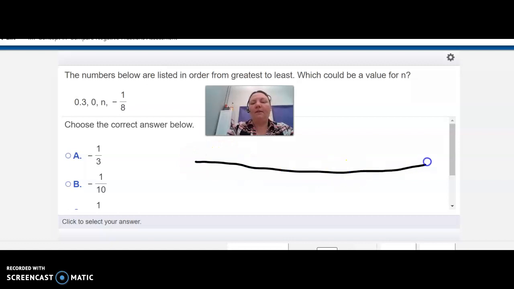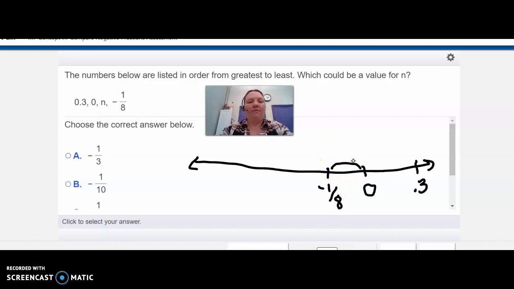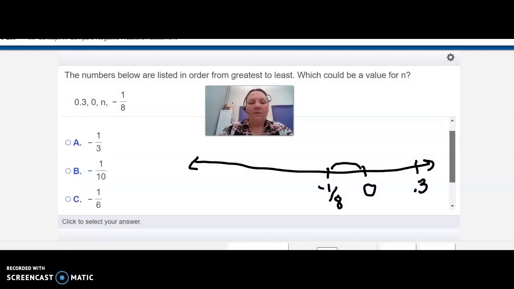We have a number line. Oops, my number line's not very straight there. Sorry about that, guys. I have 0.3 is positive, and then I have 0, and then I have -1/8. So I need something that's going to fall in between 0 and -1/8. In order to do that, we would need to figure out what answers here could fall between -1/8.